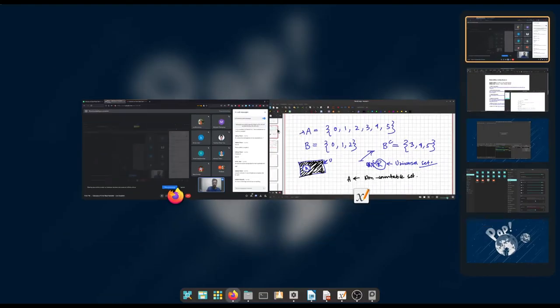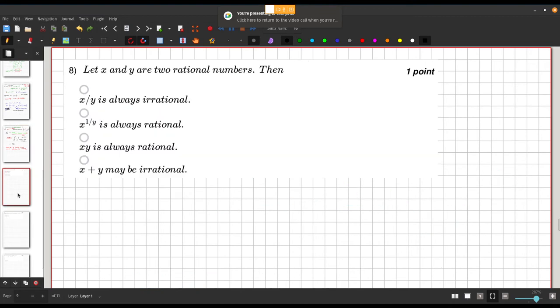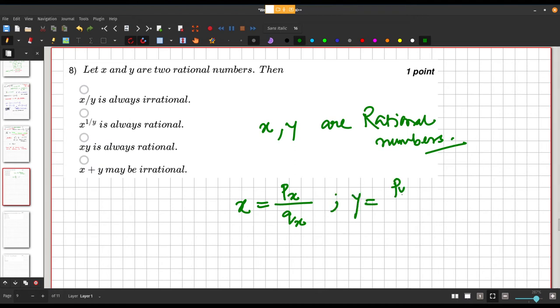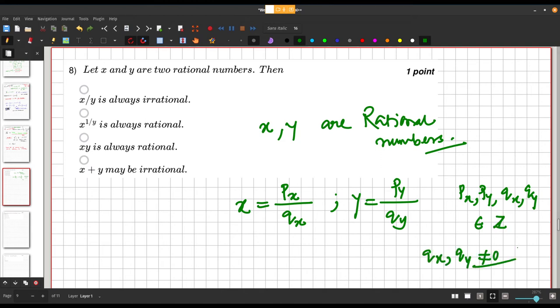Okay, so I think I will move to the next problem, which is problem number 8. Here it is given that X and Y are 2 rational numbers. So it means we can write X as P over Q. Let us write it as P subscript X, Q subscript X, to just better identify them, and Y equal to PY over QY, where PX, PY, QX, QY are integers and QX, QY are not equal to 0.